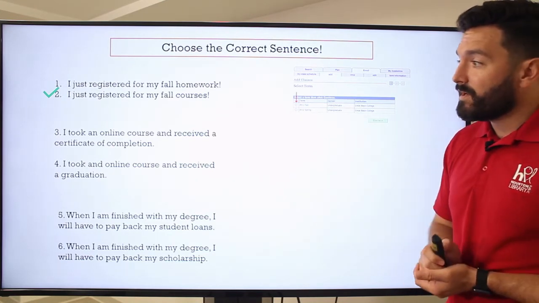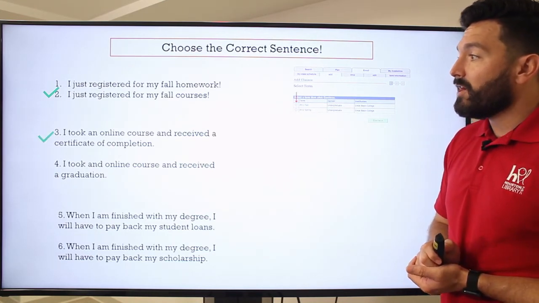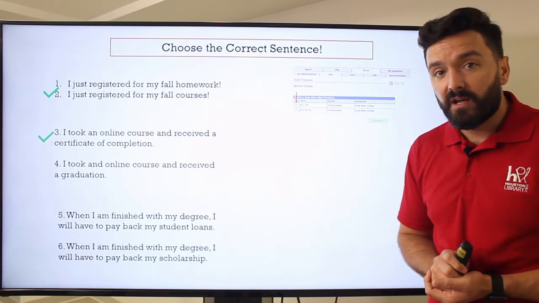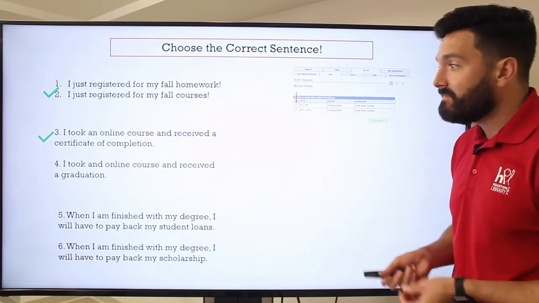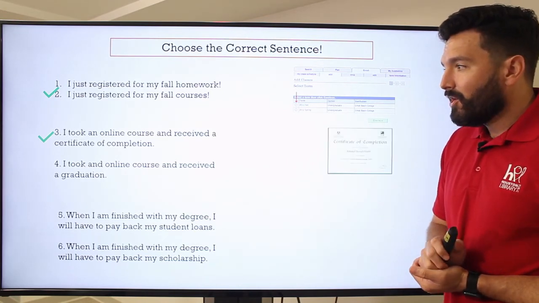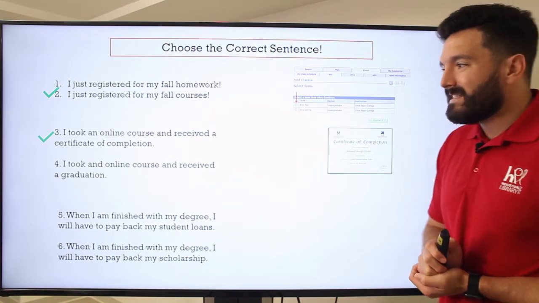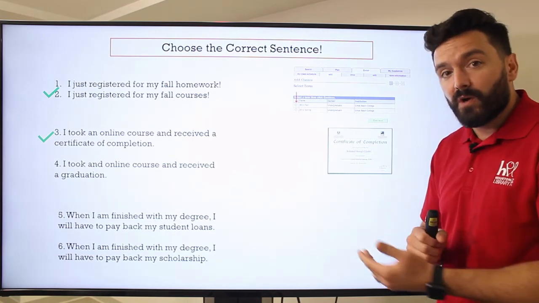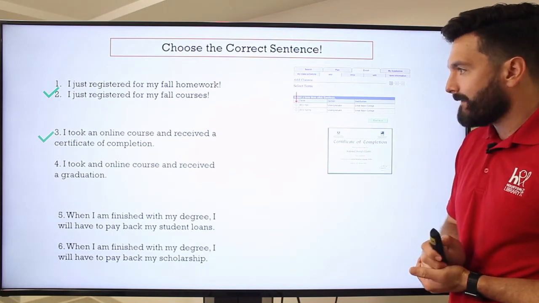And then down here for 3 and 4, I took an online course and received a certificate of completion. So I took one course and I received a certificate showing I did it, right? You wouldn't take an online course and receive a graduation, right? You might have a graduation or go to graduation, but you typically wouldn't receive that, right?